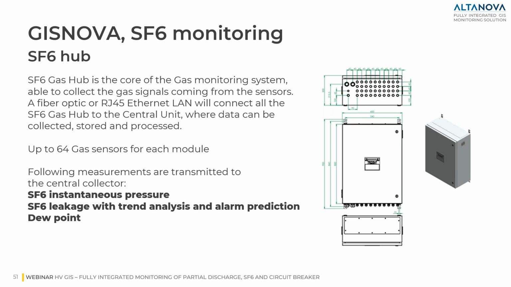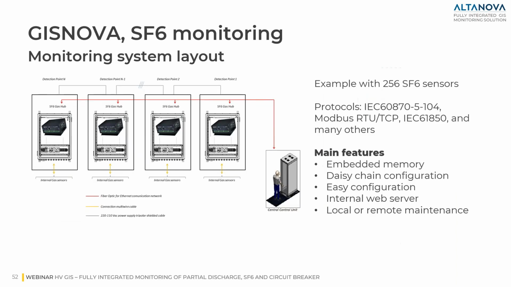If requested, we can even communicate and elaborate the dew point calculation and values for the humidity. Here is an example, similar to the previous ones, of an entire SF6 monitoring system with 256 sensors. Every hub is equipped even with a local memory and processing capability, web server, and other features.